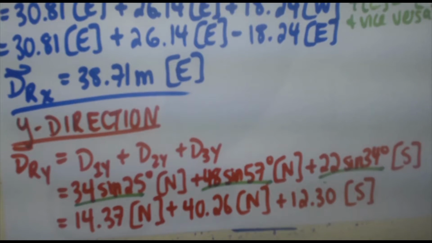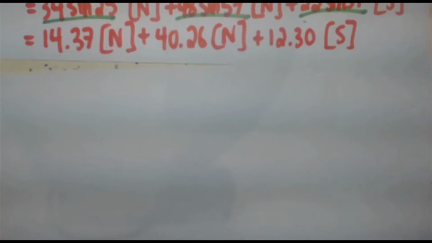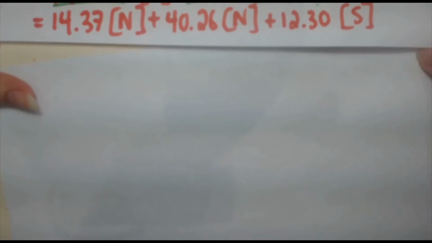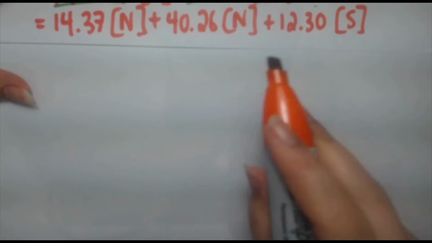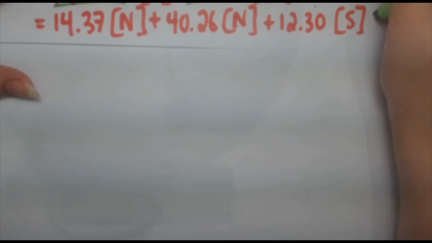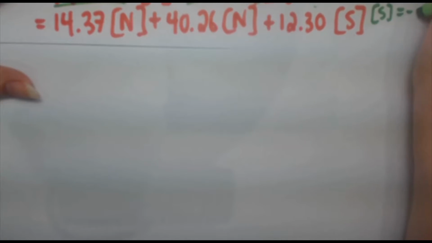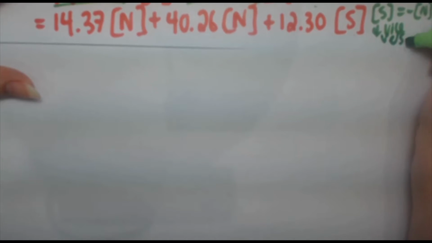Okay, so let's actually, running out of space here. Okay, so let's go ahead and combine those together. Okay, so just like before, we've got a south here. South is the same thing as negative north. Positive south equals negative north, and vice versa. I hope you can see that there in the corner. It's just like before. East is negative west, west is negative east, south is negative north, north is negative south.